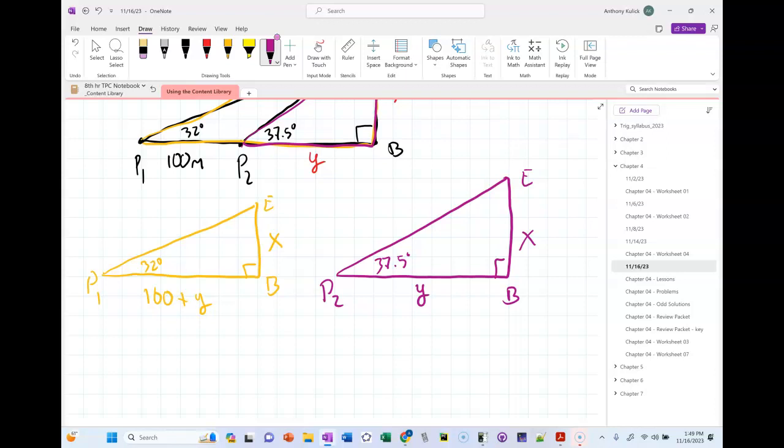But these two triangles both have to be true at the same time, correct? Because they're both part of the exact same picture. So what I can do then is use these two separate triangles to create a system of two equations in two unknowns. So if I look at this first triangle relative to the angle 32, I have opposite and adjacent.